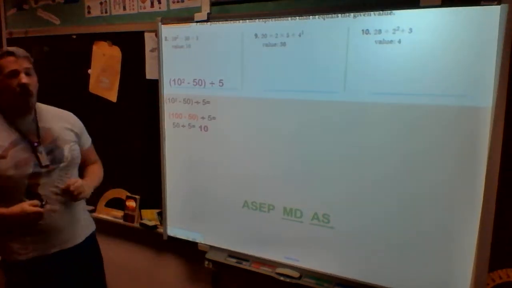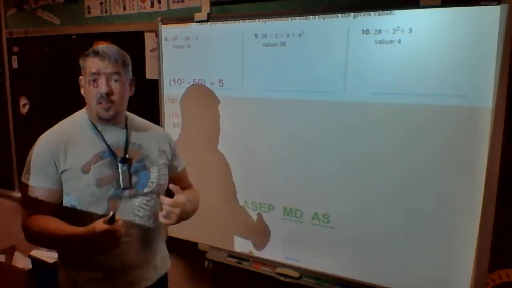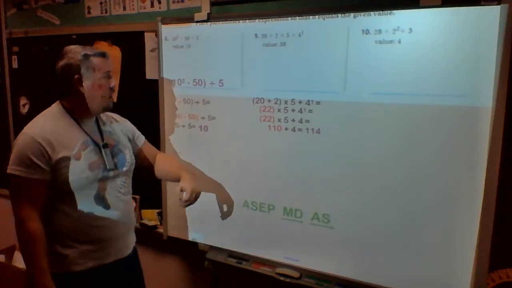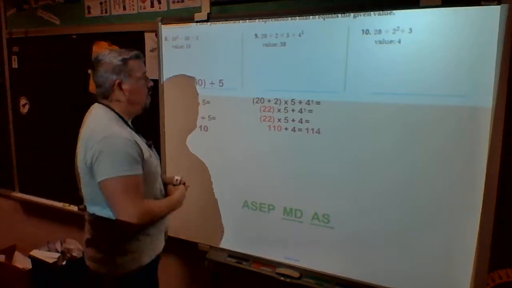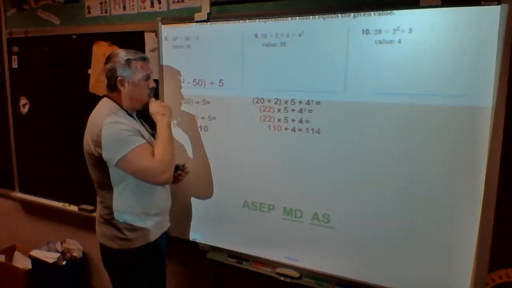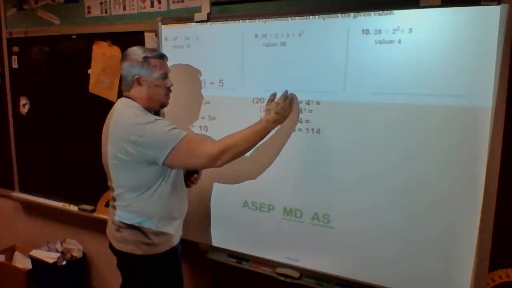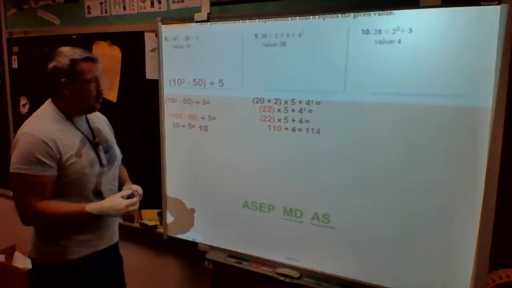Now number 9. Once again, there's no set way to solve for these answers. It's trial and error. So when I do it and I plug these in, I started and I put my parentheses around the first two numbers. My first two are 20 plus 2. So what do I solve for? Well, 20 plus 2 in parentheses is 22. I bring everything else down, times 5 plus 4 to the first power.